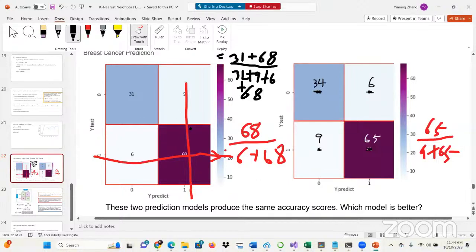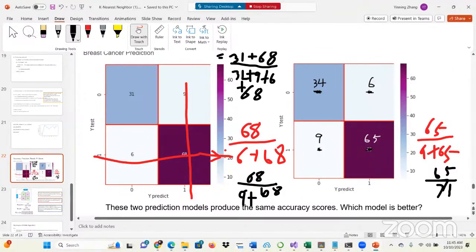Like for all these cases that were predicted as breast cancer, how many are truly breast cancer? 68. So the equation should be 68 divided by something plus 68. It's 9. So for this one, the precision score is 65 over 74, and 71. Which one is better? Hard to say. You have to use a calculator.